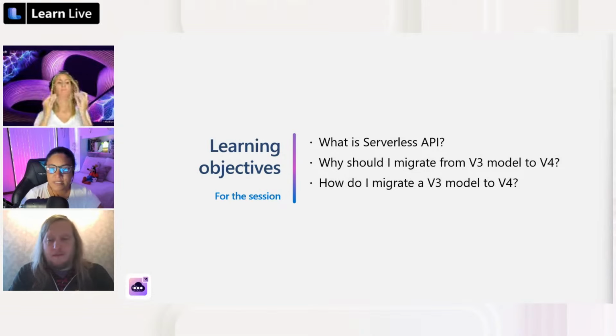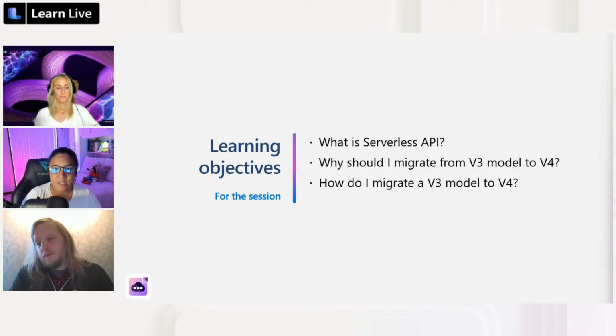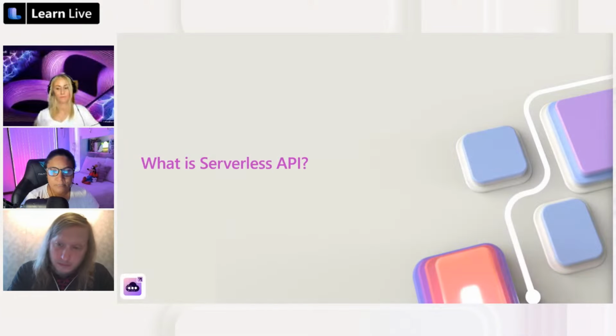So, well, let's see what I will cover during this part of the live session. There are three main questions that I'll be answering during this part of the live session. What is a serverless API? How do I migrate a V3 model to V4? And why should I migrate from the V3 model to V4? So here is the first question.